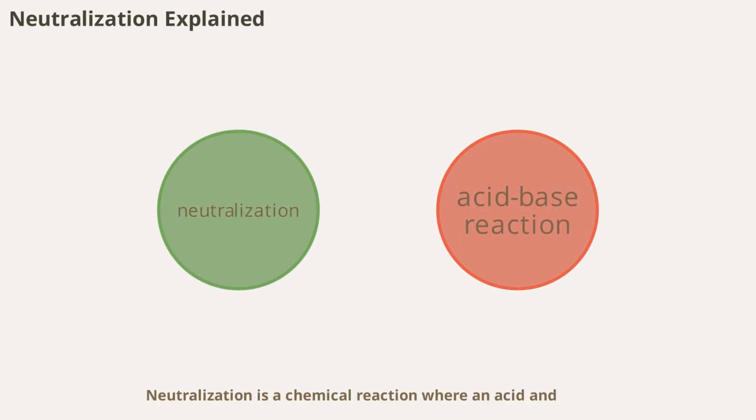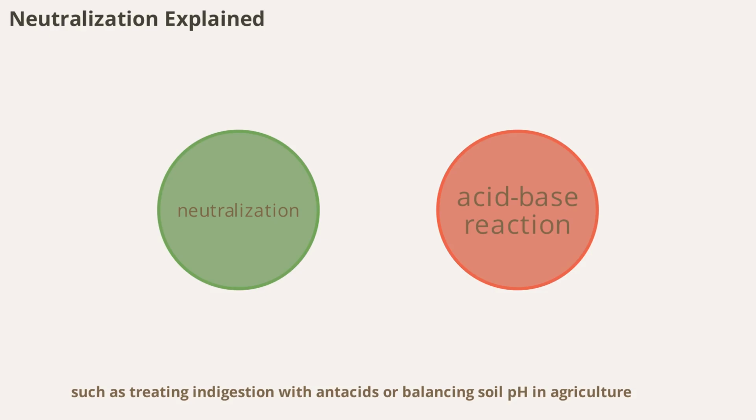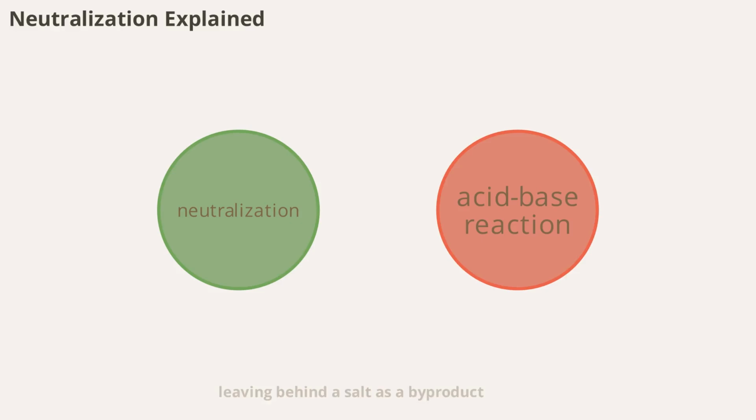Neutralization is a chemical reaction where an acid and a base combine to form water and a salt. This process is crucial in many everyday applications, such as treating indigestion with antacids or balancing soil pH in agriculture. The reaction typically involves the hydrogen ions from the acid and the hydroxide ions from the base coming together to form water, leaving behind a salt as a byproduct.